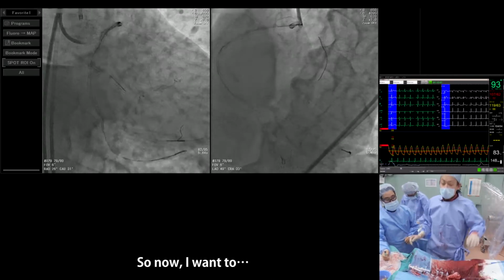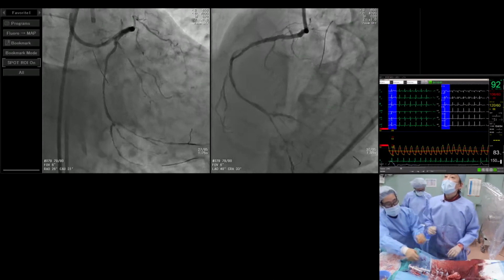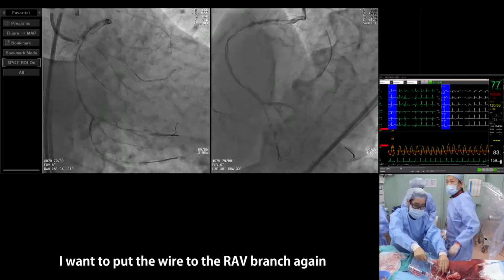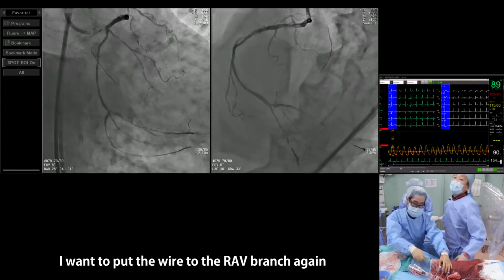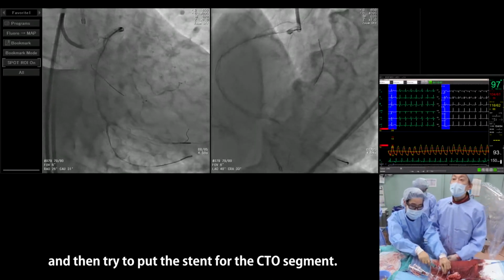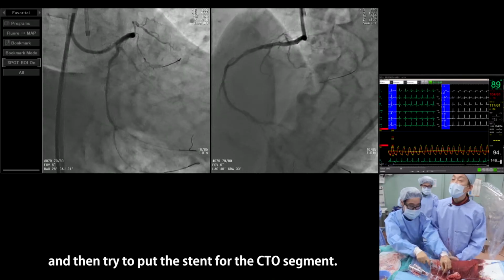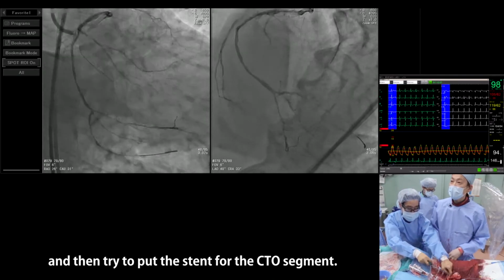So now I want to put the wire into the RV branch again, and then try to put the stent for the CTO segment.